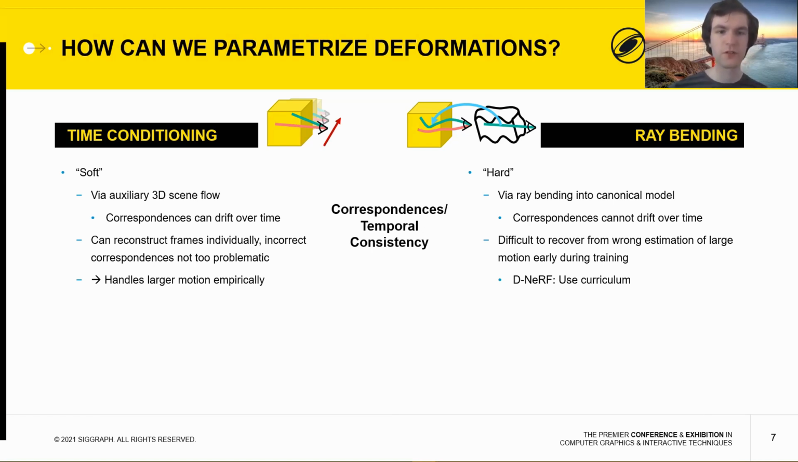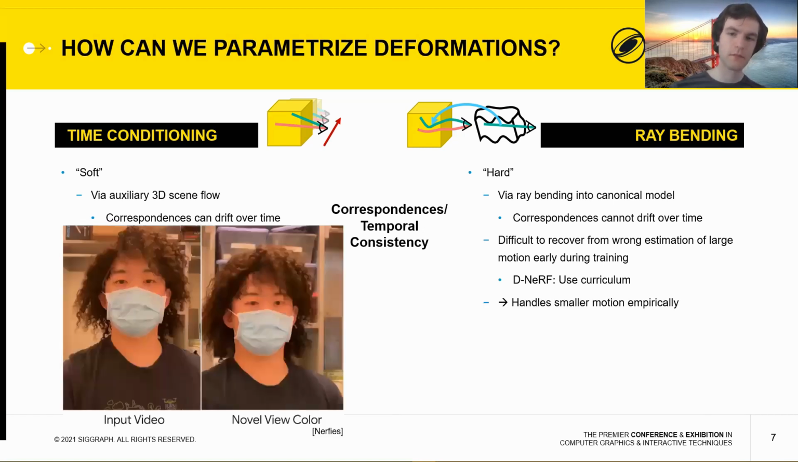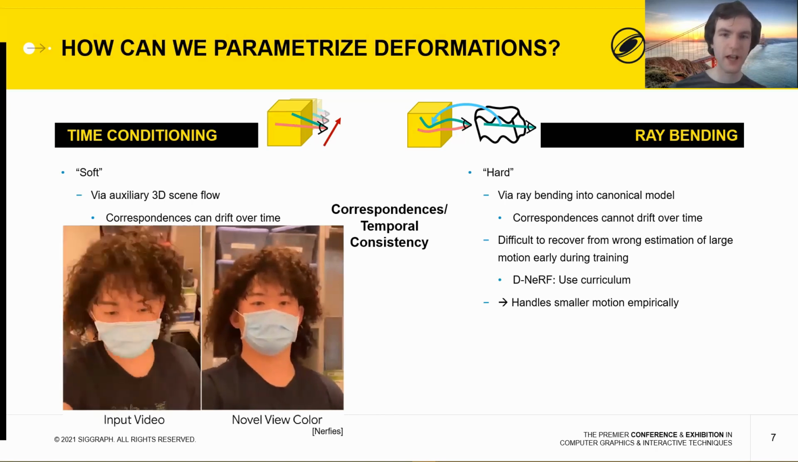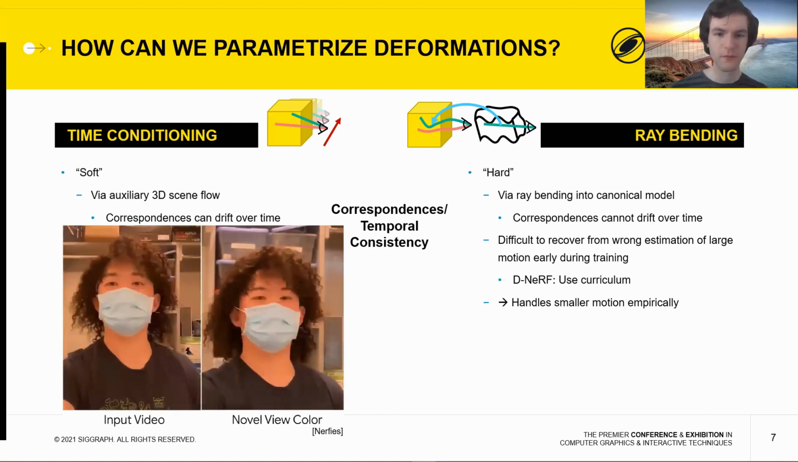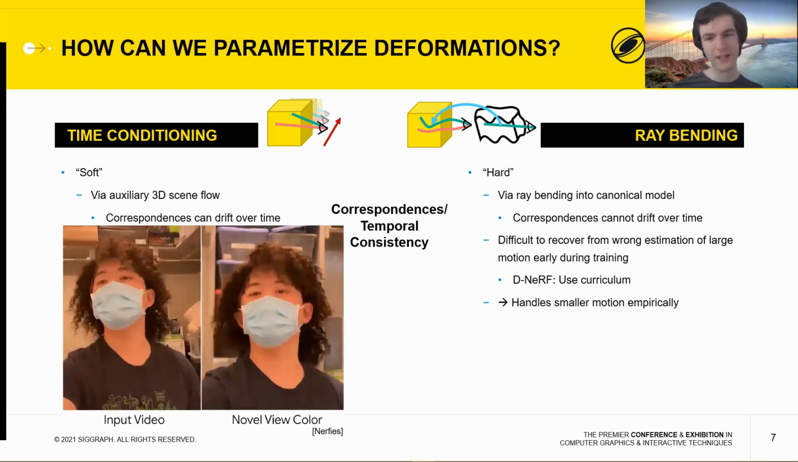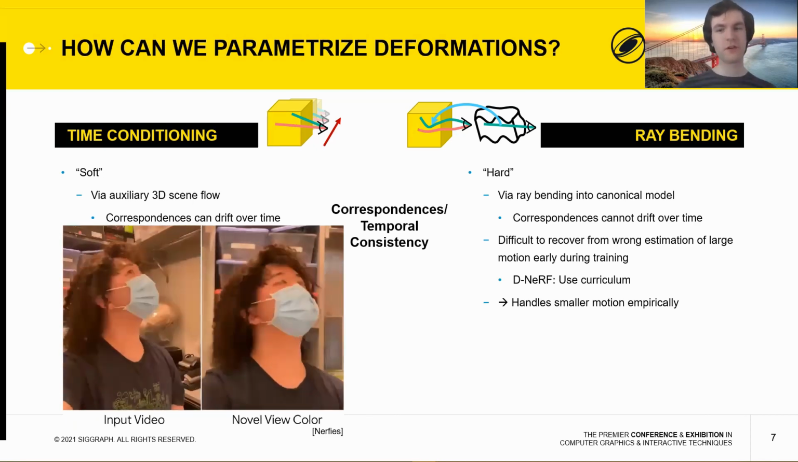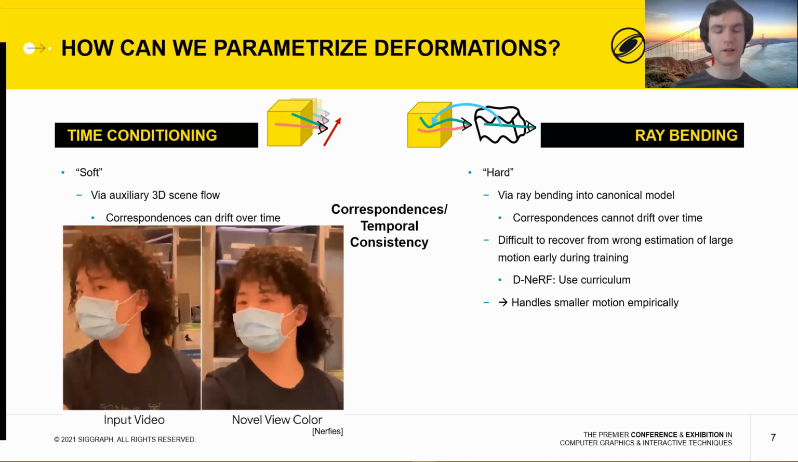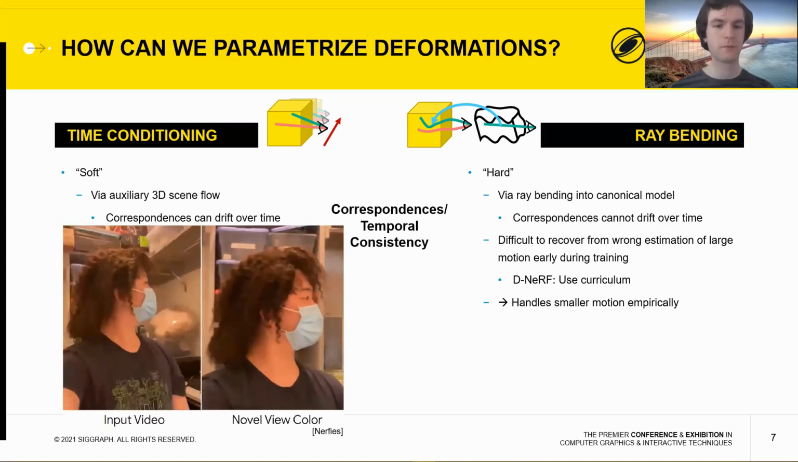NeRF tries to use a curriculum to get around this. These methods empirically handle only smaller motion. Here we see a scene that exhibits motion that is at the most complicated end of what the current ray bending methods seem to be able to handle under monocular input.